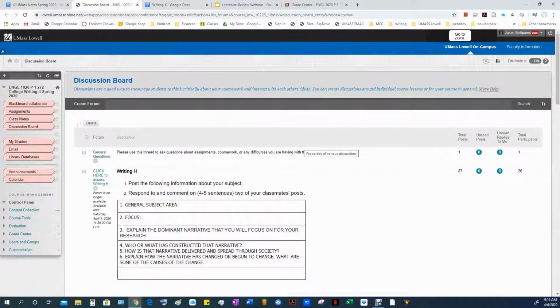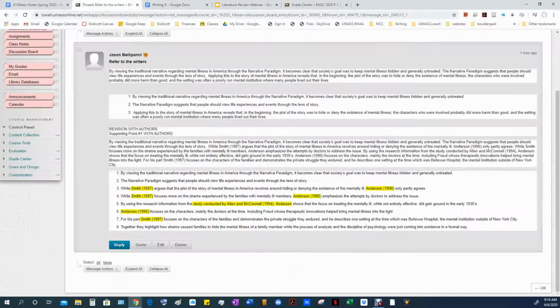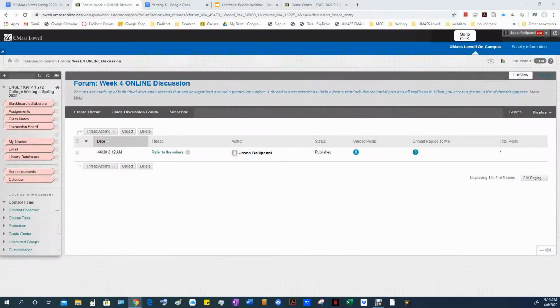Now this is the discussion board outline for the week. So the discussion board for week 4. So basically, what you're trying to do, oh yeah. So like, are you talking about Writing K, right? Yeah, so if you go through Writing K and you find that you're missing something, you can definitely add it in, either for the final draft or you can do it for the rough draft.